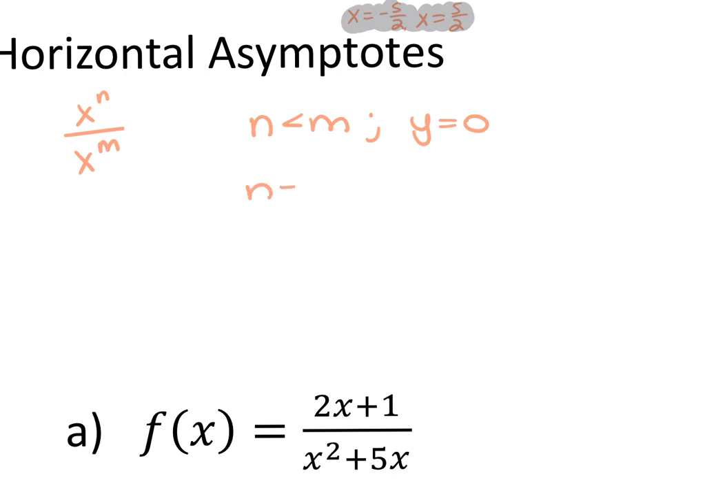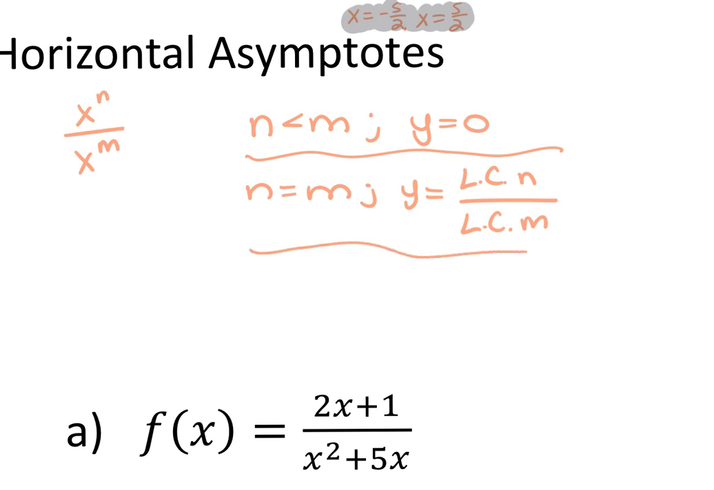If they are equal, then we did y equals the leading coefficient of the numerator over the leading coefficient of the denominator. The leading coefficient being the number on the front of the term that has the highest exponent. And the third option is if n is greater than m, and in that case there is no horizontal asymptote.